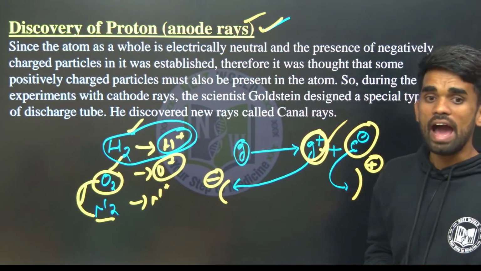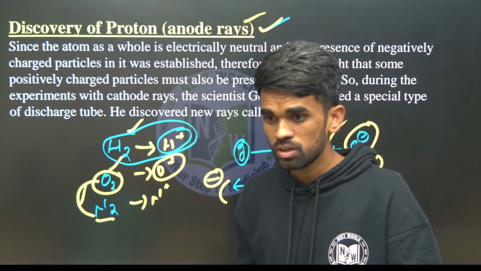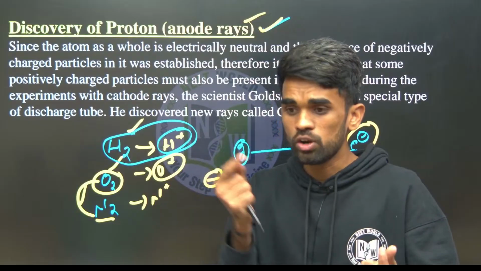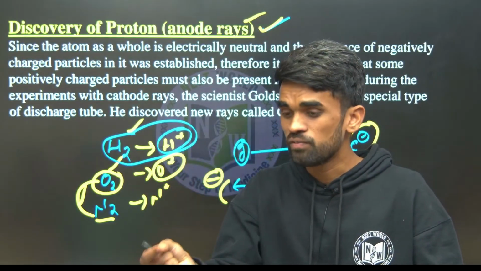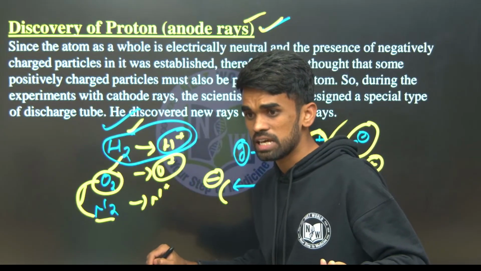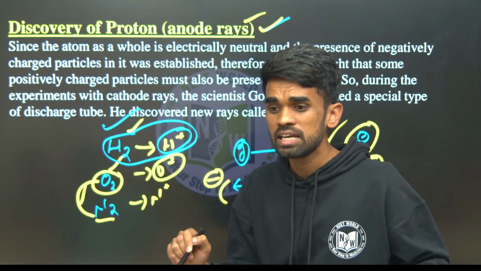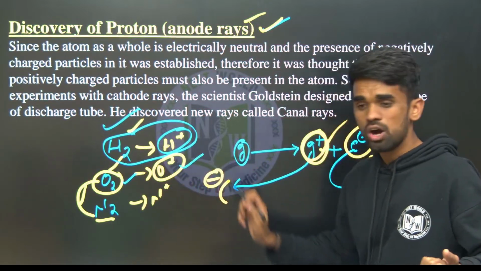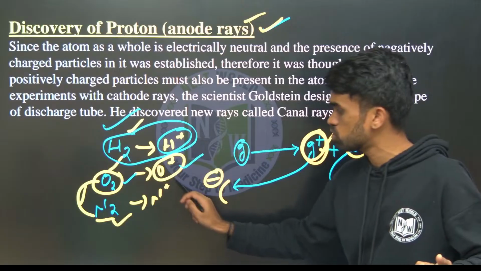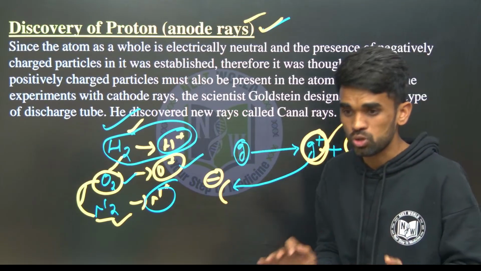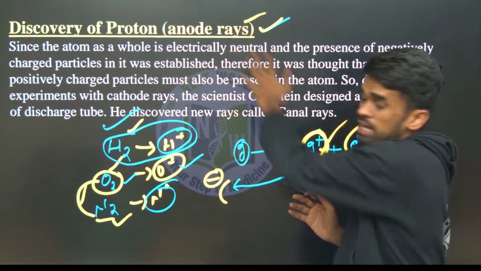So depending upon the type of gas you are taking, the anode ray characteristics change. Can I say all the anode rays are protons? No. Anode rays are considered to be protons only when we are taking hydrogen gas. In all other cases it is just gaseous cations. If I take oxygen gas you should say oxygen cation. If I take nitrogen gas you should say nitrogen cation.